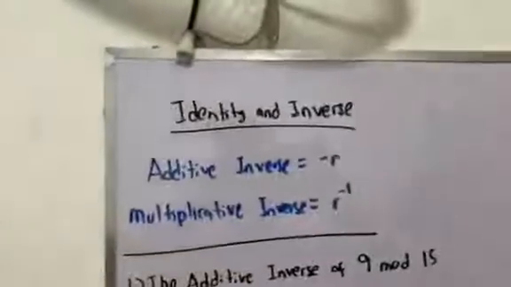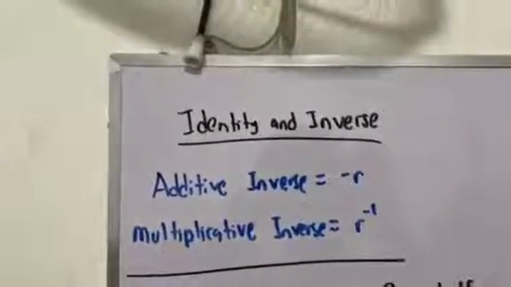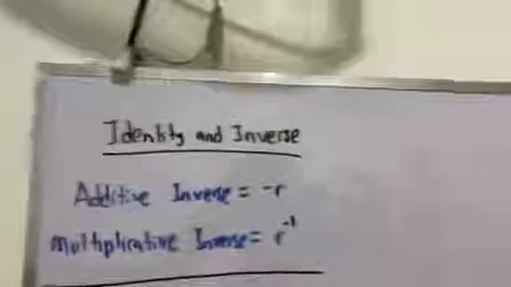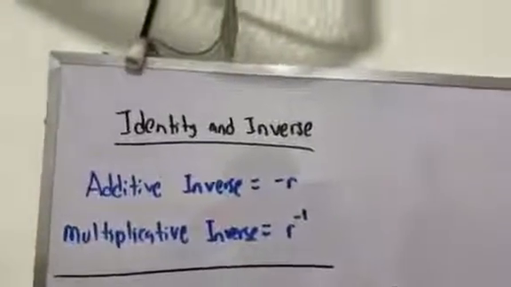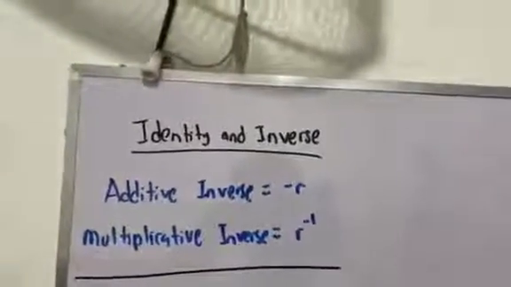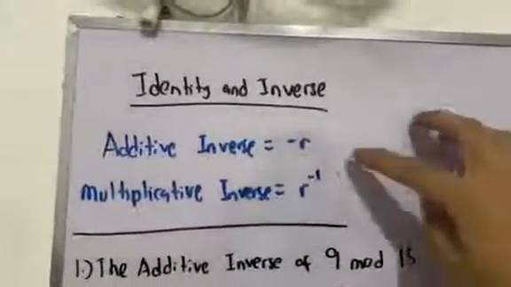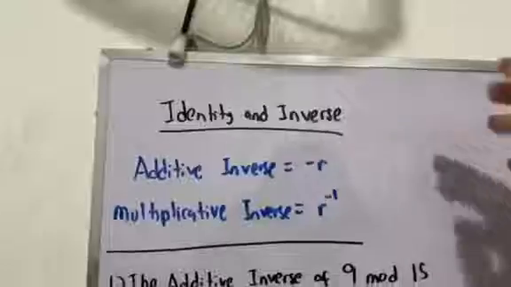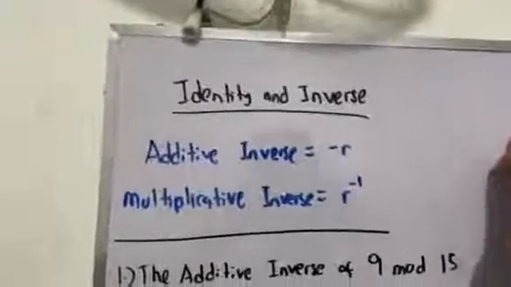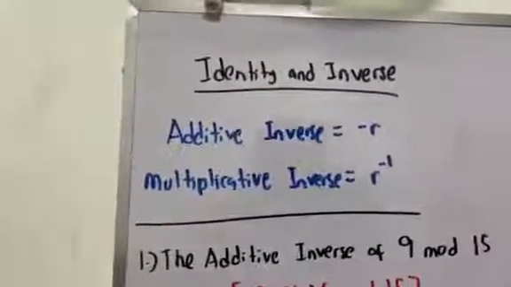Next up, in modular arithmetic, identity and inverse. So, in modular arithmetic, the only thing you need to know about identity and inverse is that when we say additive inverse, it's just a negative version of your value. We'll call it R. When we say multiplicative inverse, it is just R raised to a negative power.